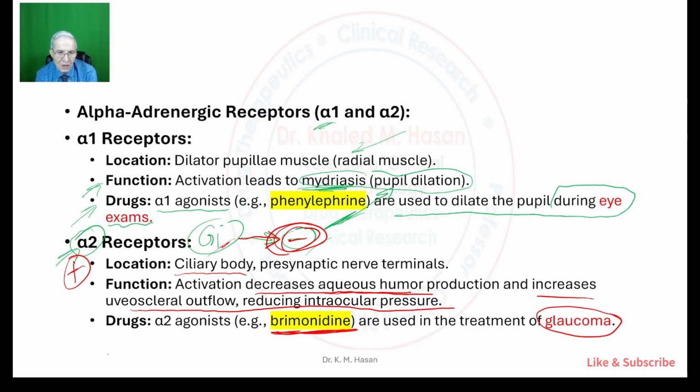So now we're talking about two medications: phenylephrine, used to induce mydriasis and used during eye examination, which works on activation of alpha 1 receptor. Then we have alpha 2 receptor. We have the medication brimonidine. Brimonidine activates alpha 2 receptor. Alpha 2 receptor works on Gi protein and decreases aqueous humor production. So this is a key word for the alpha 2 receptor: decrease aqueous humor production. For this reason, we use it for glaucoma.